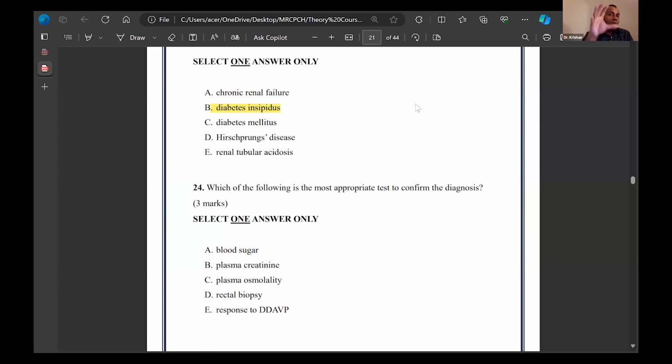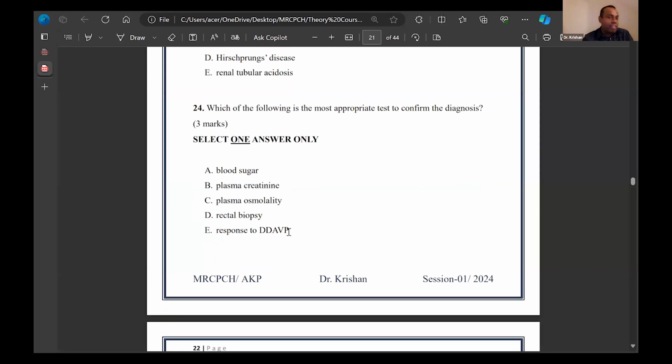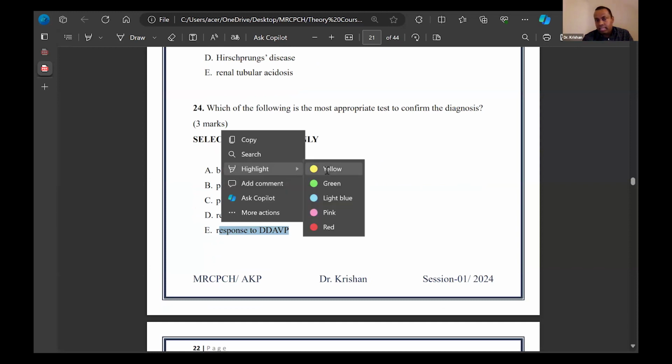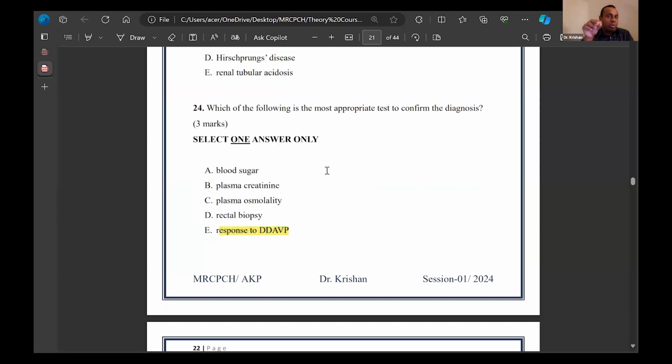Now I'm giving ADH, and urinary osmolarity is getting better. Giving ADH and the sodium level will come down to normal, right? Now that is called what? Response to DDAVP or vasopressin. This is the test that we do. When you give DDAVP or synthetic vasopressin, if the child's osmolarity gets back to normal, then you know that the problem was ADH deficiency or diabetes insipidus.